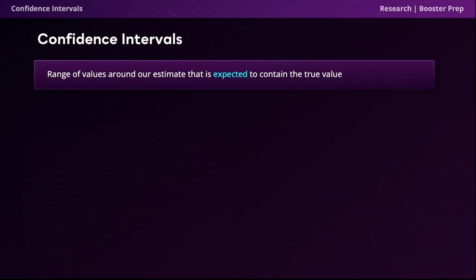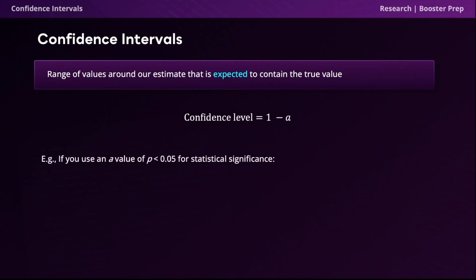A large confidence interval indicates greater uncertainty about the estimate, which suggests difficulty in making precise conclusions based on that sample alone. Your desired confidence level is usually 1 minus the alpha value that you used in your statistical test. So if you use an alpha value of p less than 0.05 for statistical significance, then your confidence level would be 1 minus 0.05, which equals 0.95 or 95%.